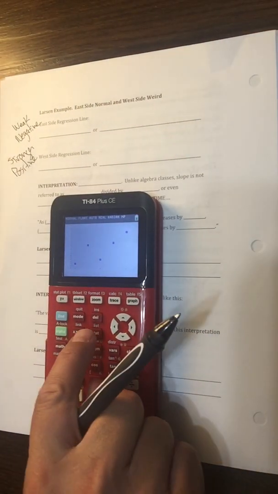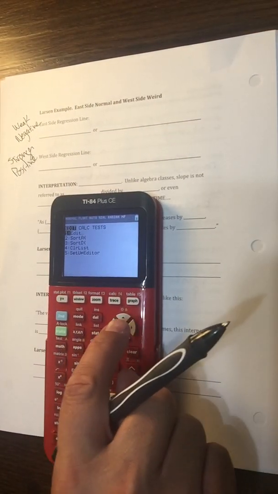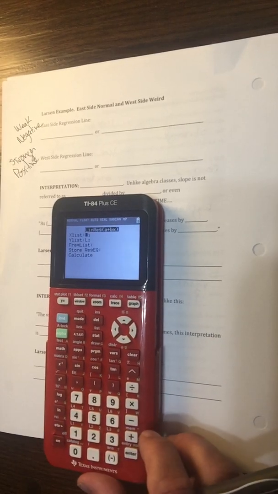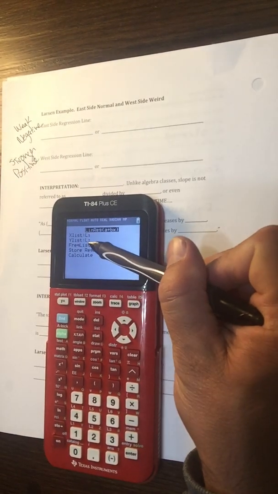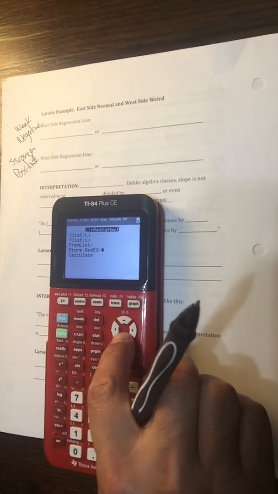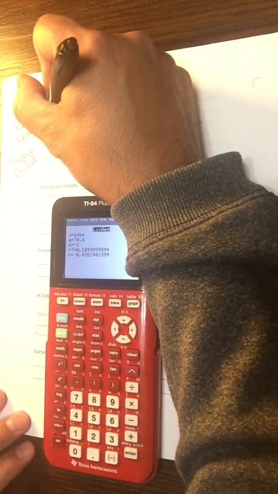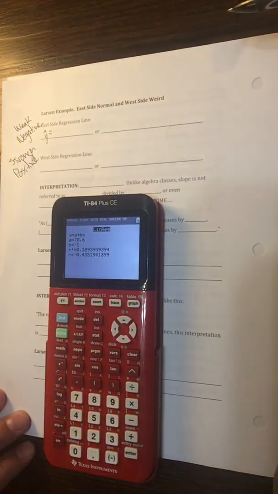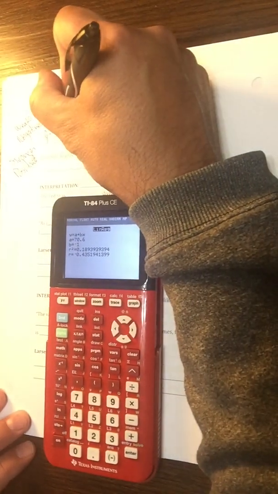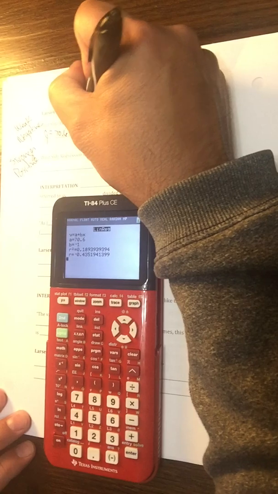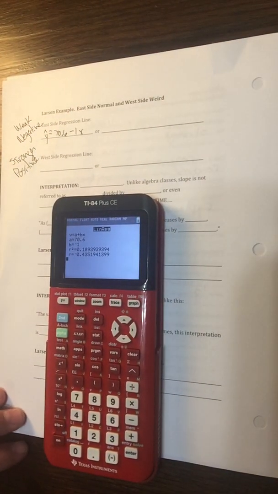Okay, here we go. I want to know the actual line, so I hit stat, go over to calc, and go all the way down to number 8. And I'm going to do this for list 1 and list 2. It's already there. So I go down and I hit calculate, and it gives me an equation. So I'm going to write y hat is equal to, you got to know to put a hat, 70.6 minus 1 x.